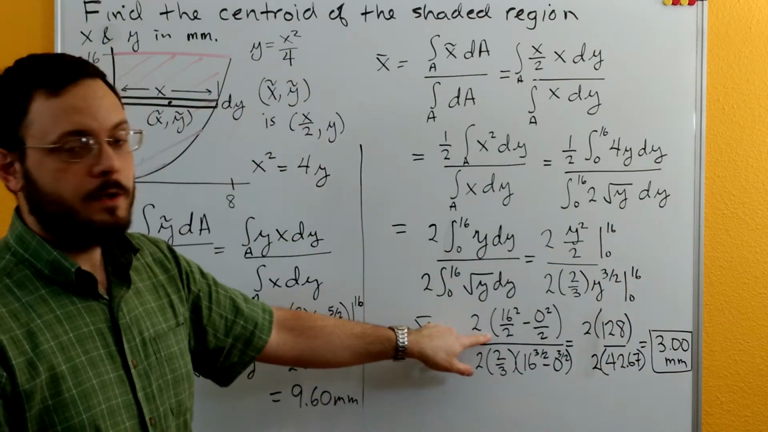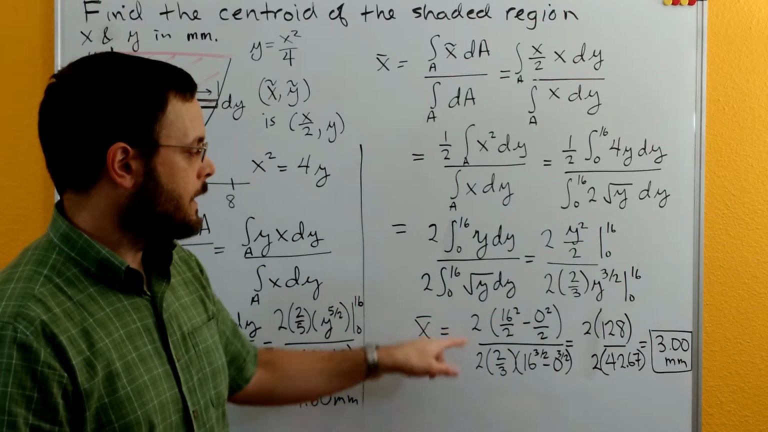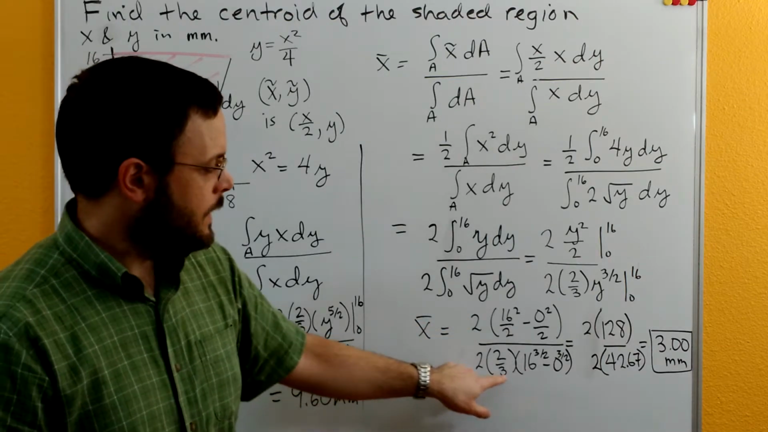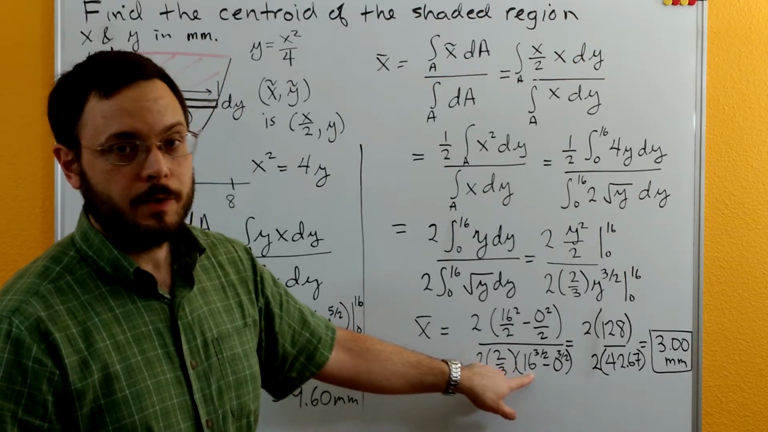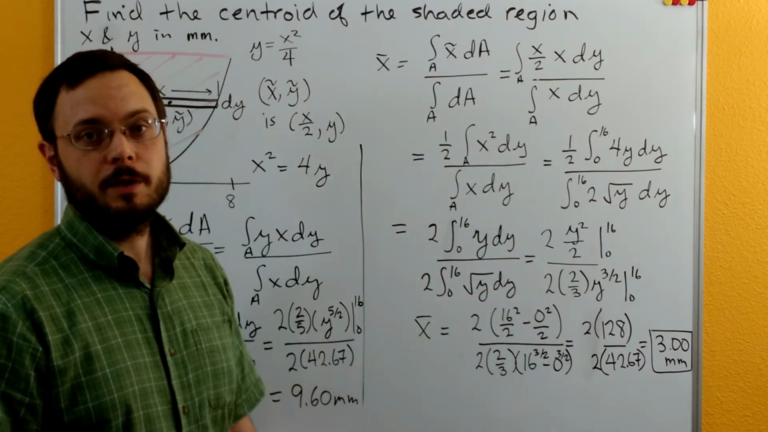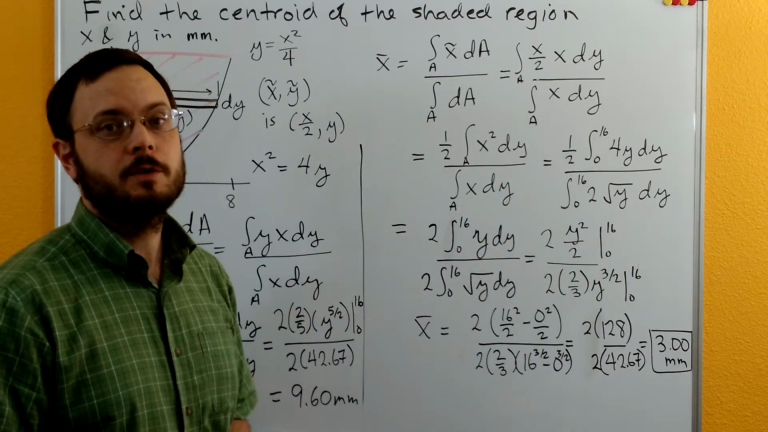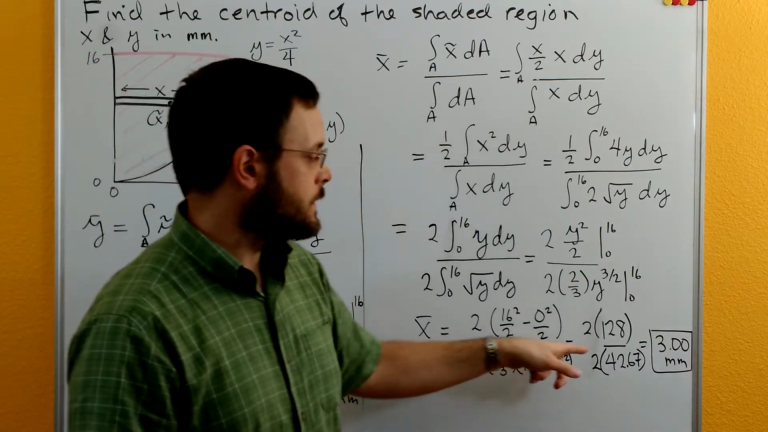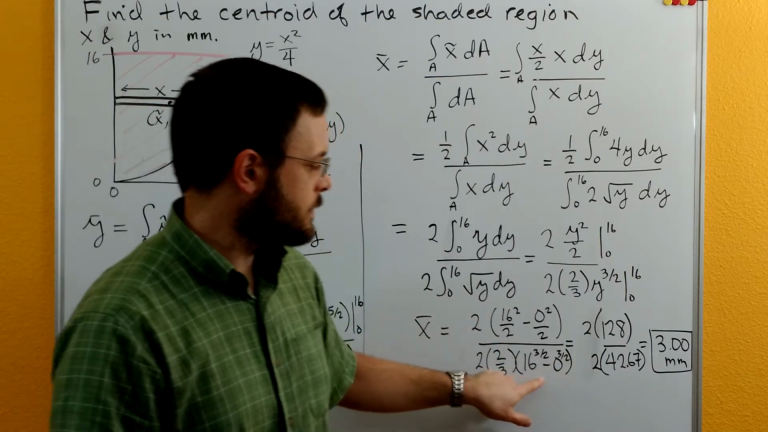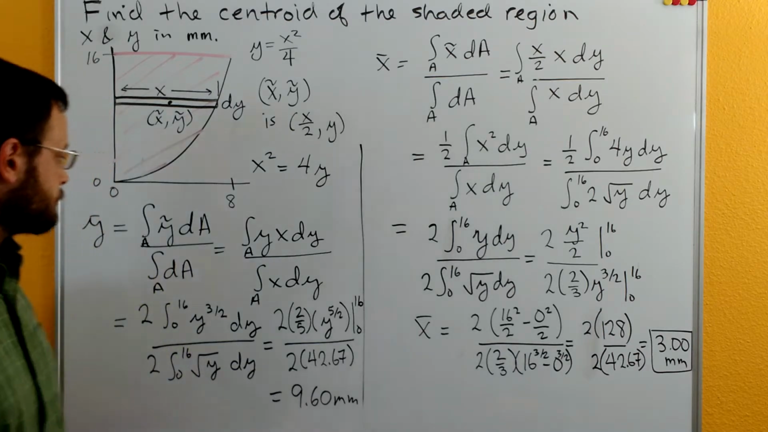So when we plug that in, it's going to be 16 squared divided by 2 minus 0 squared divided by 2 on the top, times the 2 that sat out in front. And then on the bottom, we have the 2 that sat out in front, the 2/3, and then the 16 to the 3/2 power minus 0 to the 3/2 power. You could certainly simplify this a little bit. I'm just trying to show you all the steps and not eliminate anything so you can clearly see where everything's coming from. Over here, this gives us 128 for this portion in parentheses and 42.67 for this portion in the parentheses, and that gives us an x centroid of 3 millimeters.